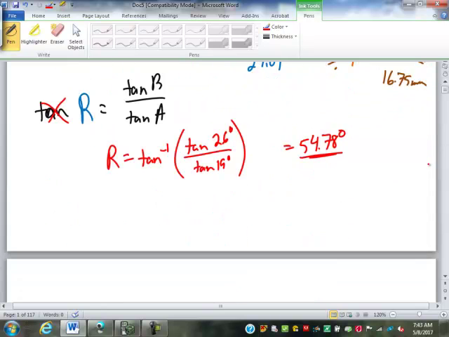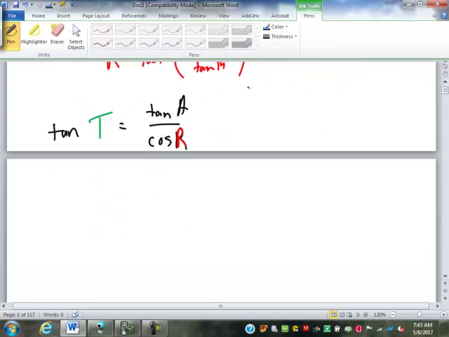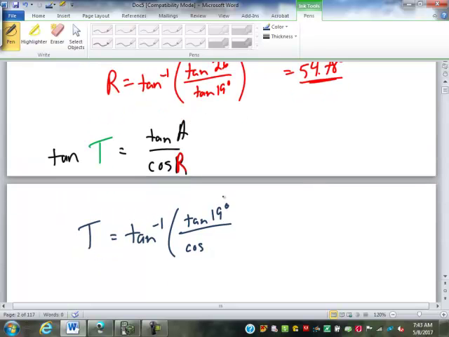For angle T, they're telling us that the tangent of angle T is equal to the tangent of the angle A over the cosine of angle R. So you have to know R in order to find T. So that means T is equal to the inverse tangent of the tangent of A, which was 19 degrees, over the cosine of R, which is the 54.78.